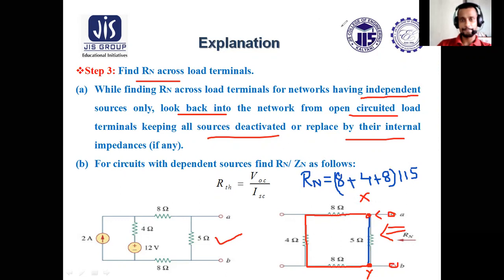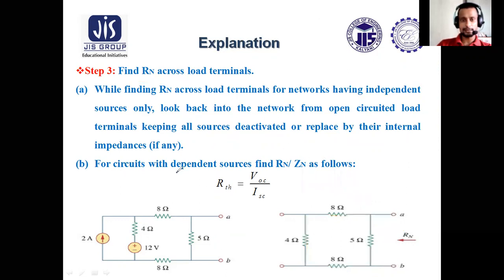resistance. Now for dependent sources, what shall we do? We'll first find VOC from these open circuited load terminals. Then we'll find ISC, which is found in step 1. And then we'll divide these two to find RTH or Rn. So Rn or RTH, both are same.